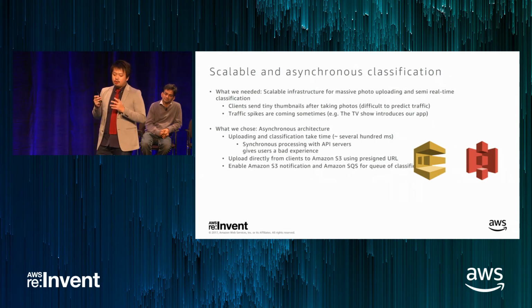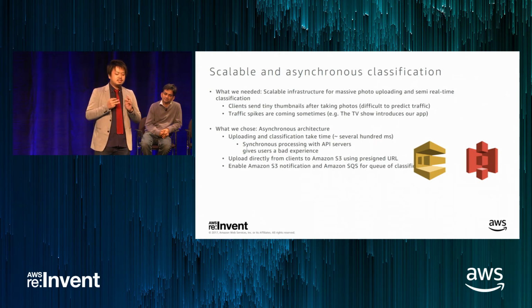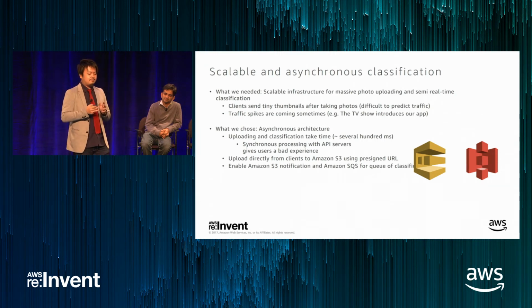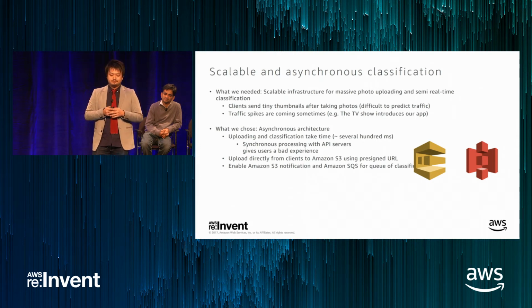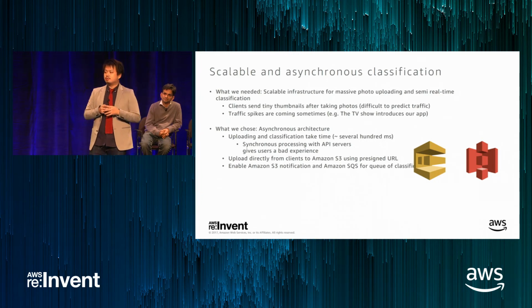I will explain what scalable infrastructure is first. We needed a scalable infrastructure that enabled massive photo uploading and semi-real-time image classification. Because clients send a lot of tiny thumbnails every time they take photos. This traffic is difficult to predict. There was also the possibility that traffic could spike when this feature was introduced on television. For better user experience, we have to keep this feature at a constant performance at all times.